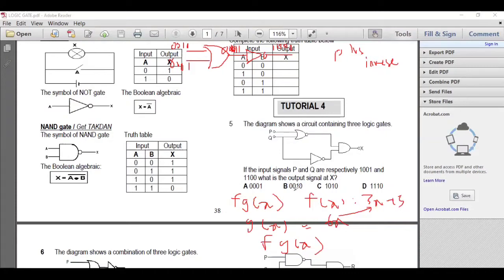You take the AND gate and put it inside the NOT gate. Same goes for the NOR gate: you take the OR and put it inside the NOT.